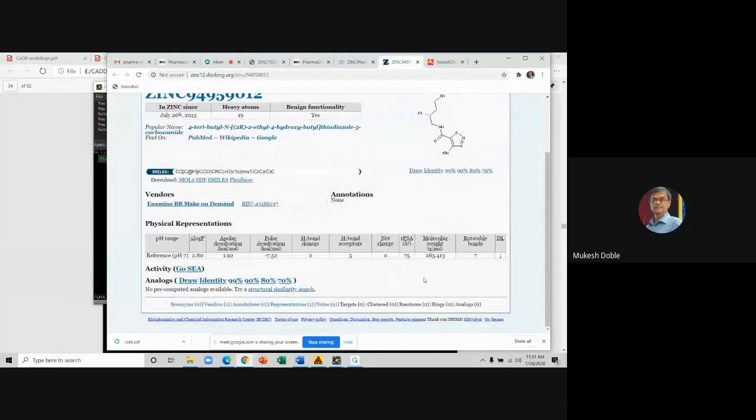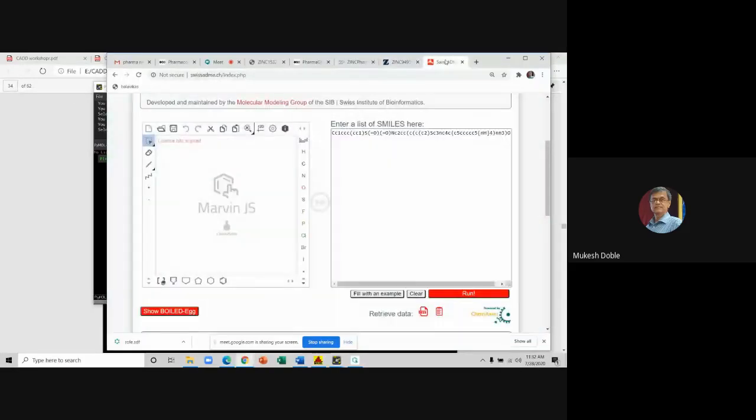Let's look at some of the properties. Molecular weight is quite low. The hydrogen bond donors, acceptors is 75. This is not bad. Polar surface area is reasonably okay. Now let us look at the other properties. Let's run Swiss ADME.